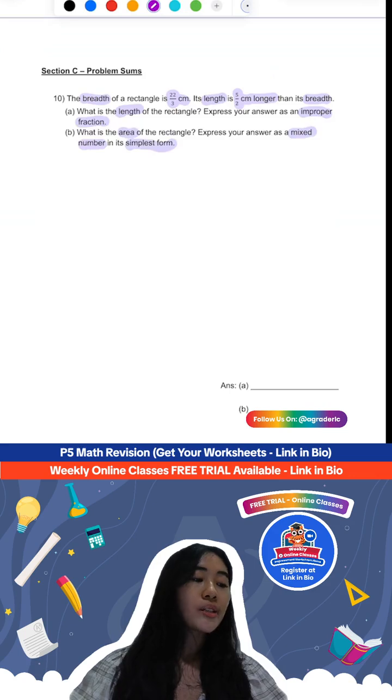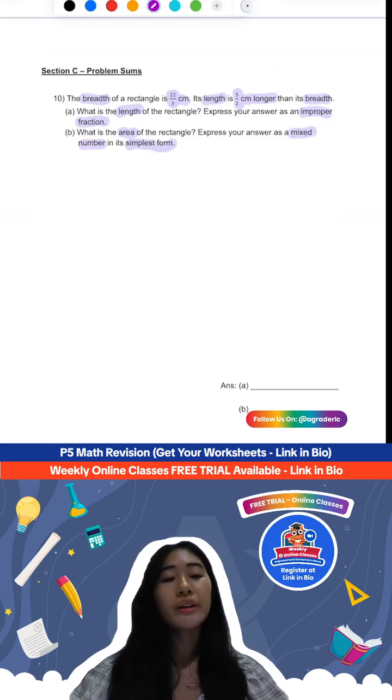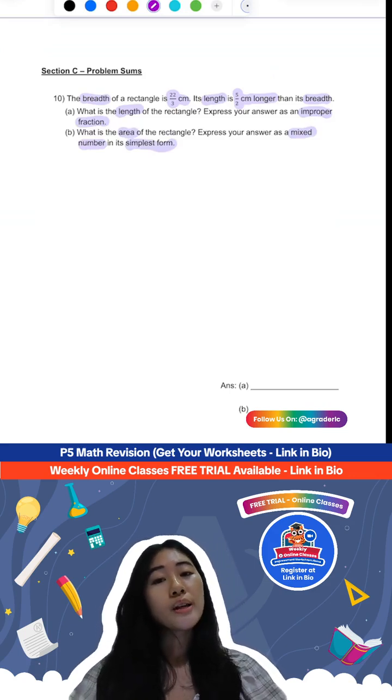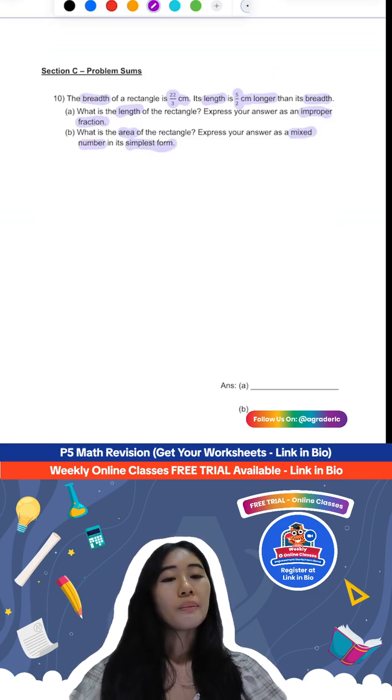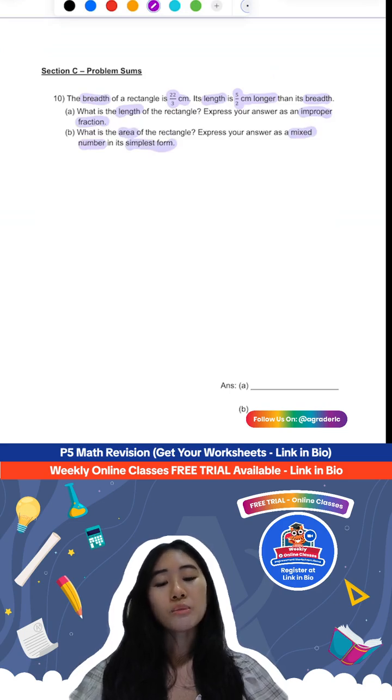You actually send me the correct answer, but not in the correct form. So for example, part A, they want it as an improper fraction, right? Some of you are sending me a mixed number. So you do have to read the question very carefully. Just like that, just one mark will be gone just like that.